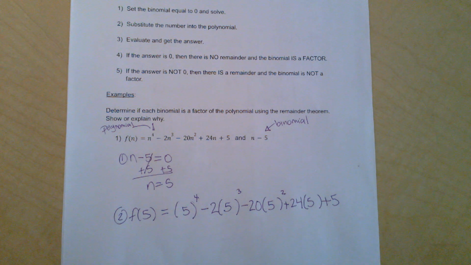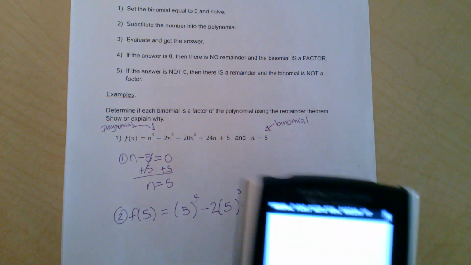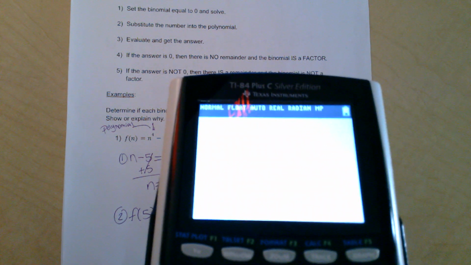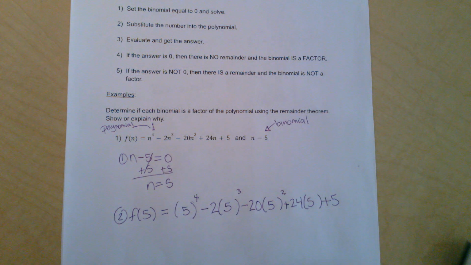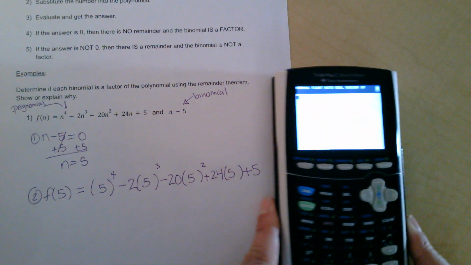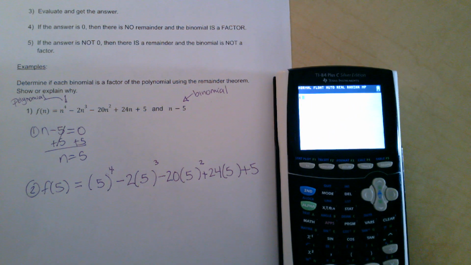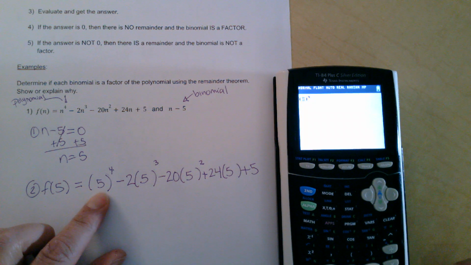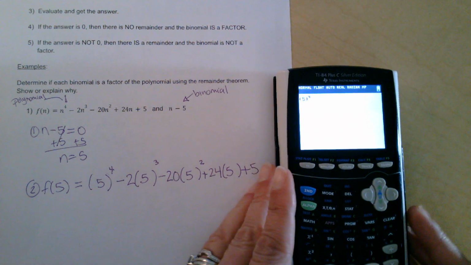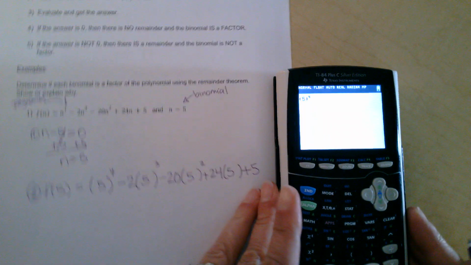Okay, now I'm going to do this directly in the calculator. I am not going to do order of operations. I'm just going to bring up my calculator and I'm going to enter it. So I am going to, hopefully you can see it, use my parentheses. So parentheses 5 to the fourth. Notice I am in the exponent spot. You can see it blinking here.